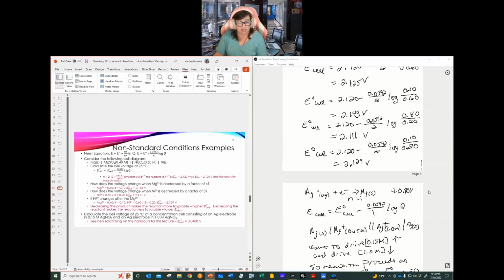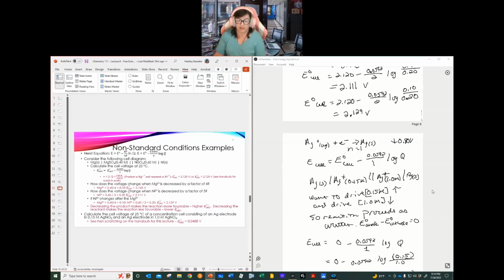Now, my E naught for the cell is really interesting here because I have Ag solid going to Ag plus at 0.15 molar, and that's connected to an Ag plus at 1 molar going to the Ag solid. So my Ag plus is higher over here than my Ag plus over here. So this side is higher than this side. This side needs to come down. This side needs to go up. We're trying to equalize those two concentrations. And so we want to drive the 0.15 up and drive the 1.0 down. So the reaction proceeds as written.